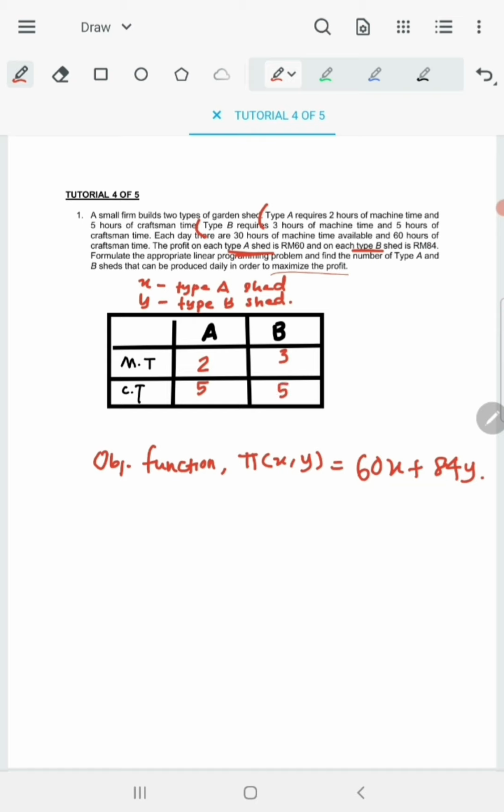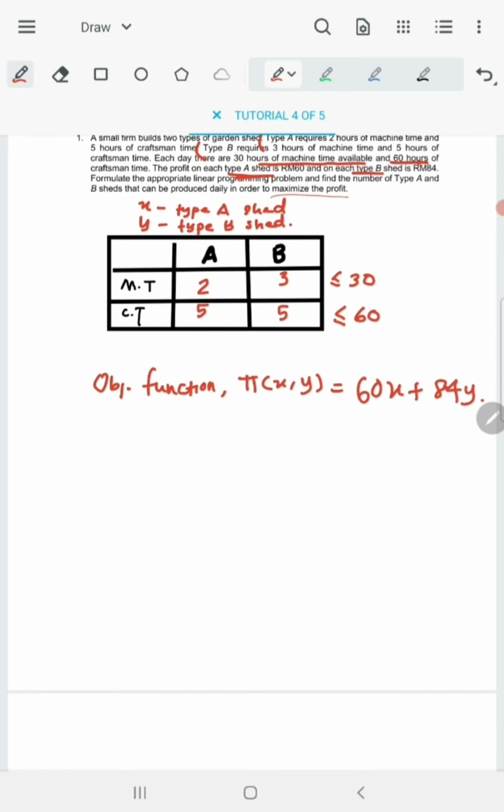Okay, now each day there are 30 hours of machine time available. So machine time has only 30 hours, so it is less than or equal to 30. And then for craftsman time we have only 60 hours available, so it will be less than or equal to 60. Okay, so we will get two inequalities from the table.